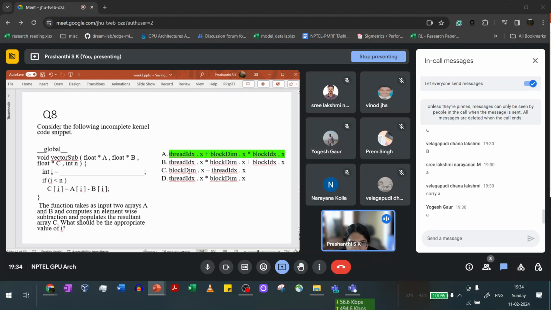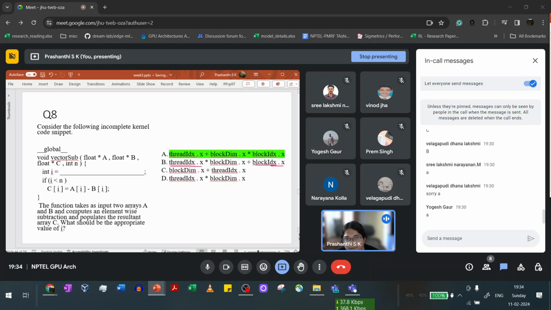Now if you see the other options, you see threadIdx.x times blockDim.x, which is incorrect. blockDim.x plus threadIdx.x ignores the block ID, so this also doesn't get it right. Here this option says threadIdx.x times blockDim plus blockIdx. This is wrong because this is not the offset. The threadIdx is the offset within a particular block.